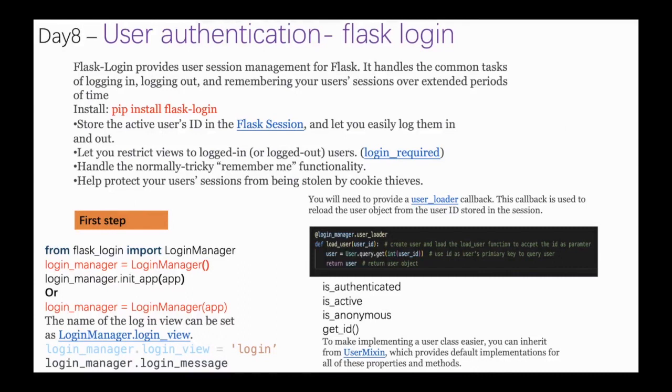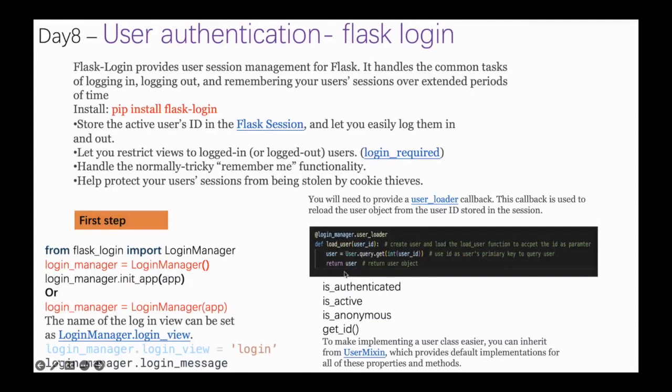The first step is to import the library: from flask_login import LoginManager. It's very simple. You create an instance of LoginManager, and call login_manager.init_app with the app instance which you have created. Of course, you can use such a form. The name of the login view can be set with login_manager.login_view equal to login. Of course, you can show a message. This is very important if you want to show the name of the login view.